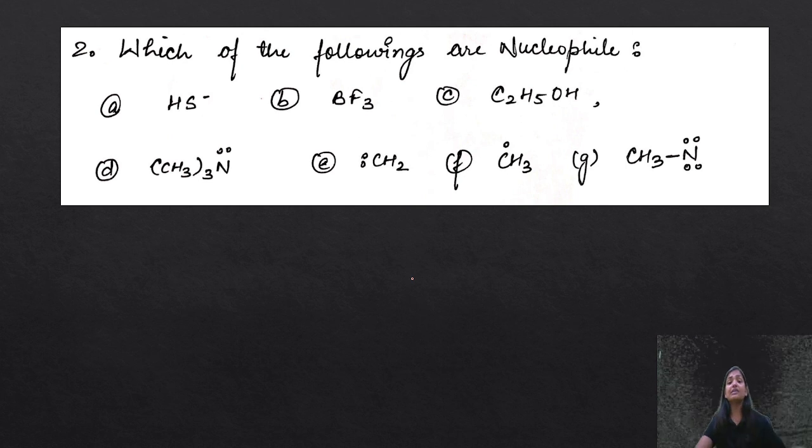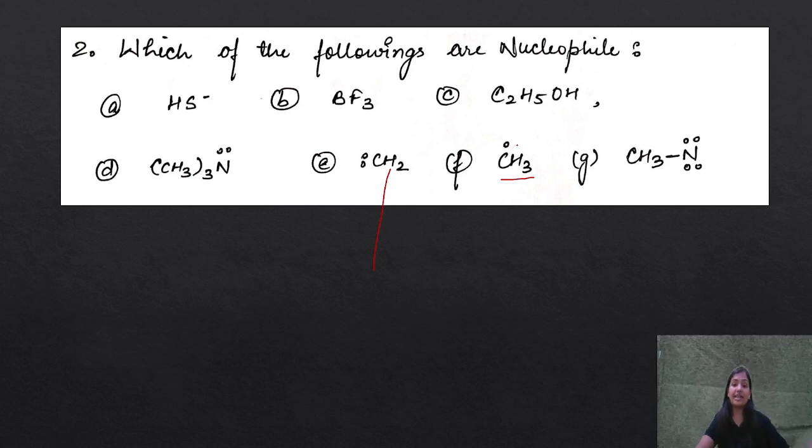Similarly, in this question, I would like to ask you that out of all these species, which is going to be a nucleophile? Here, some of the species are neutral, some have a negative charge, some have a lone pair, and this particular species has a radical. So whether they are electrophilic or nucleophilic, in which category would they go? Because it is very necessary.